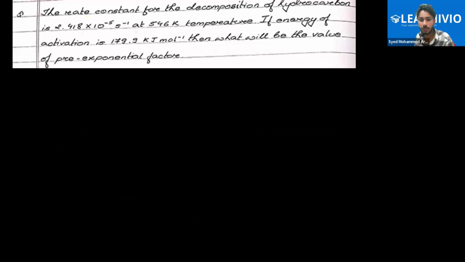So this is the first question that you have to solve. Now this is the first question, that's why I'm solving it. The question is: the rate constant for the decomposition of hydrocarbon is this. So basically rate constant is K.